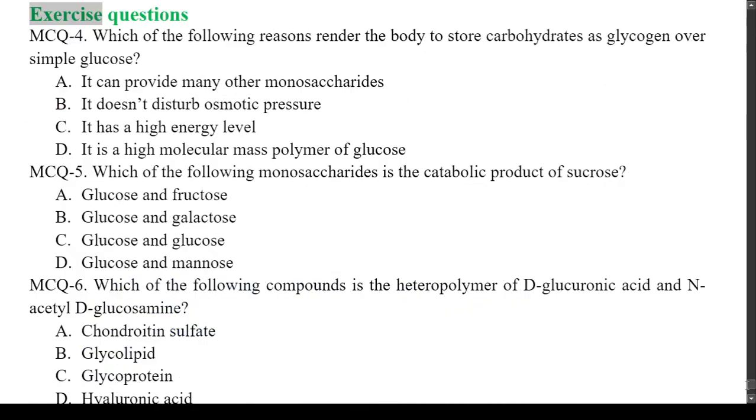References. Exercise questions. MCQ 4. Which of the following reasons render the body to store carbohydrates as glycogen over simple glucose? It can provide many other monosaccharides. It doesn't disturb osmotic pressure. It has a high energy level. It is a high molecular mass polymer of glucose.